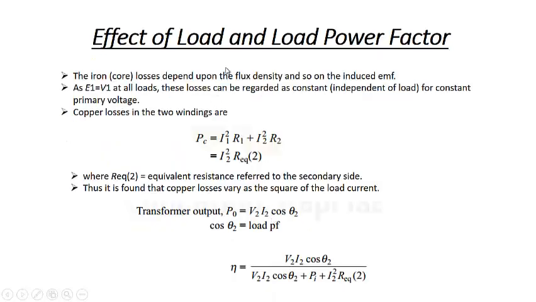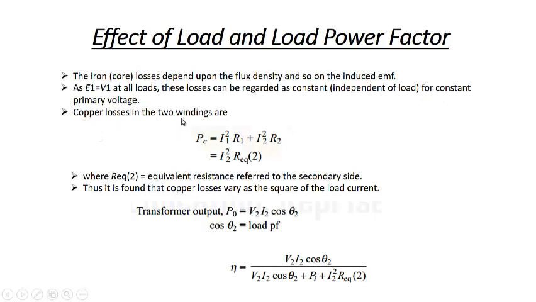Now, the effect of the load and load power factor. We'll see what will be the effect. The iron or core losses depend upon the flux density and so on the induced EMF. As V1 and E1 are practically equal for all loads, there will be very negligible difference. The losses can be regarded as constant. That means the iron loss can be regarded as constant, independent of load, for a constant primary voltage.